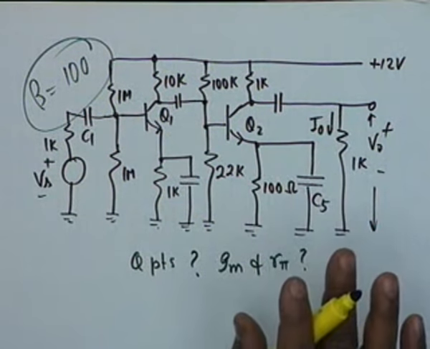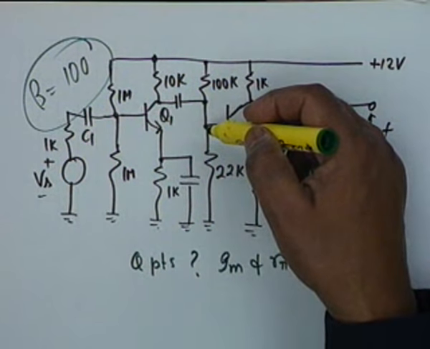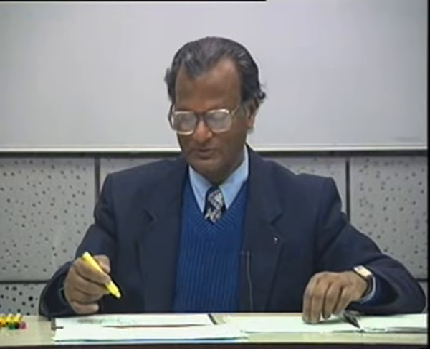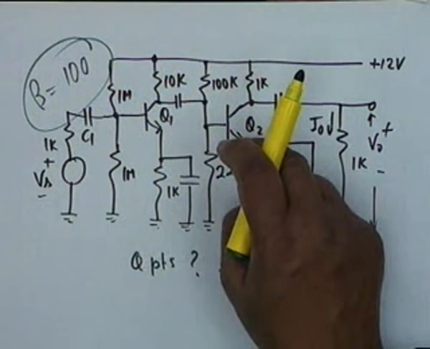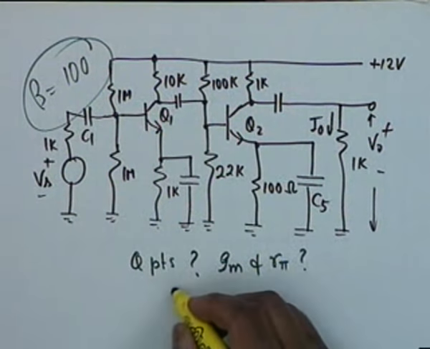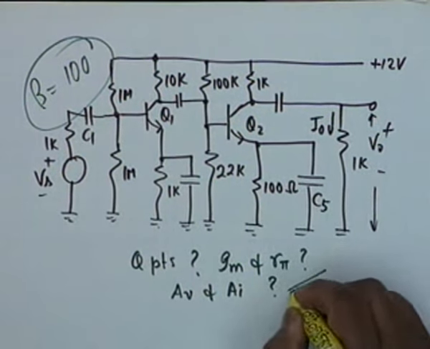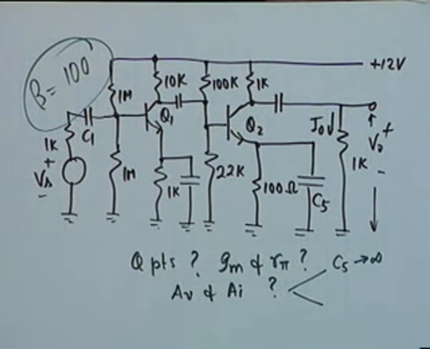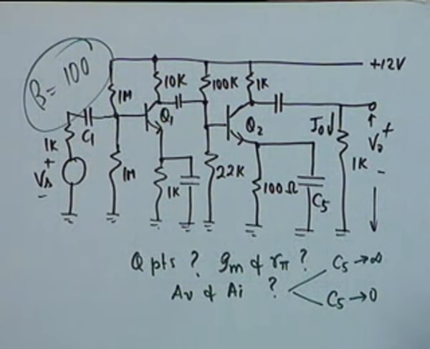That's routine. You must do it the same way, except that you have to calculate IB here from VBB2 and RB2 for the second transistor. It was not required in the previous case, but it is required here. Okay, GM and R pi. Then you find AV and AI for two cases. One is for C5 tends to infinity, which means that the 100 ohm is bypassed, and the other is C5 tends to 0. That means it is not bypassed.